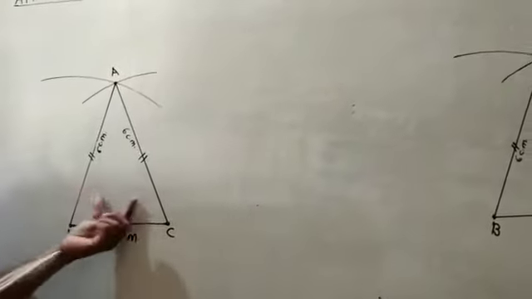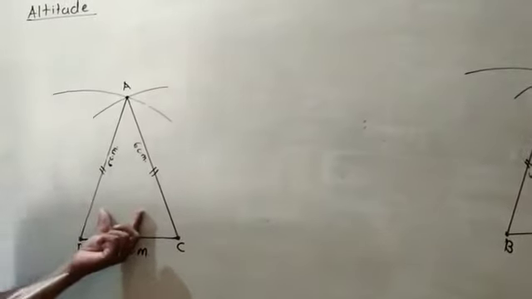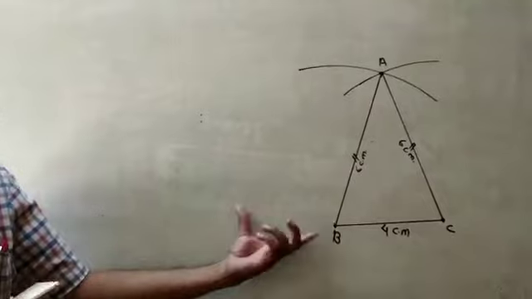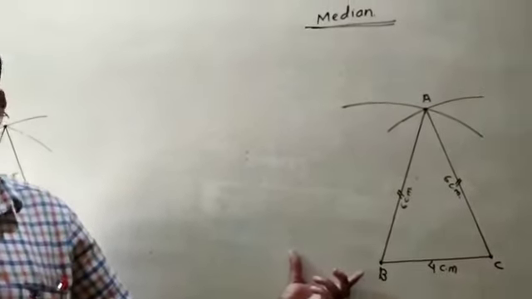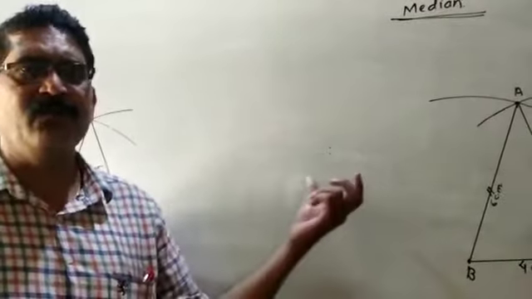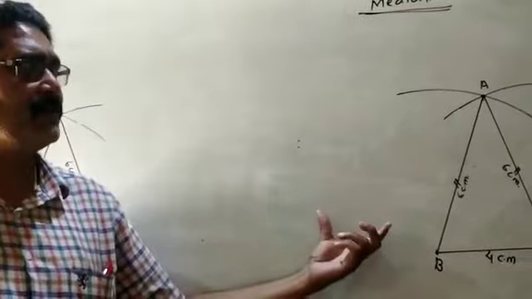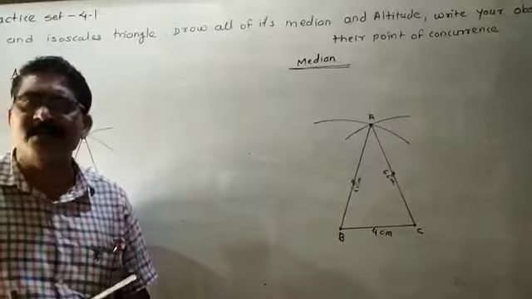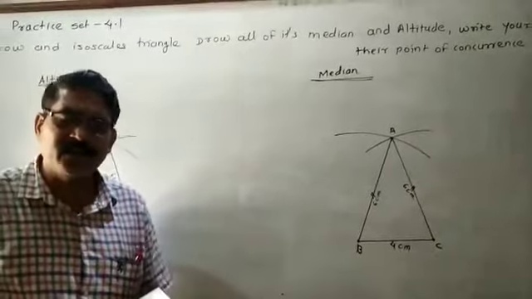In this triangle I will show how you have to draw the altitude, and here in this triangle, this is also an isosceles triangle. In this triangle, how you have to draw the median to this isosceles triangle, and what is the observation about the point of concurrence, that also you have to write after drawing the diagram.